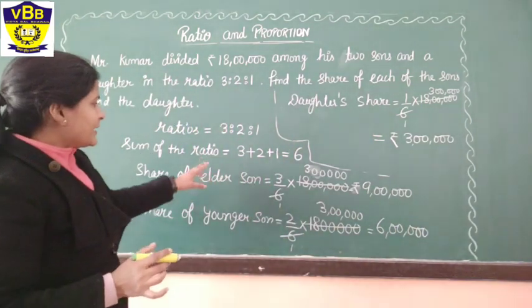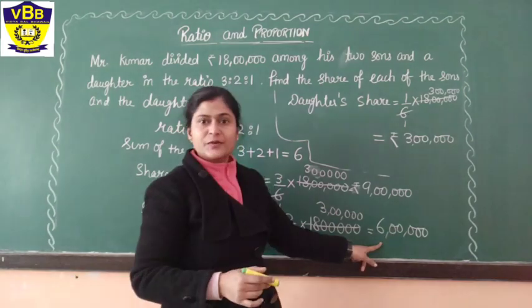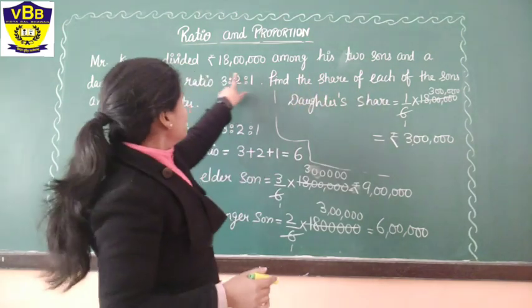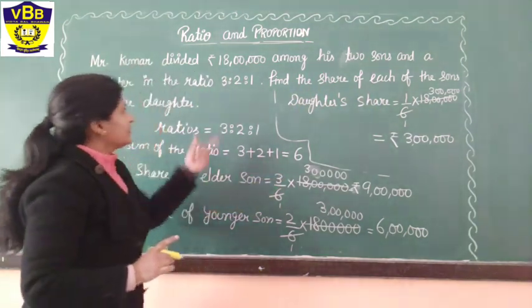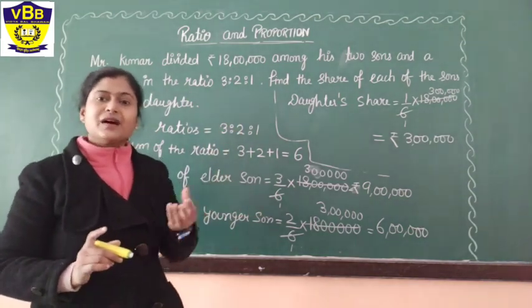Okay. When we add these amounts, 9 plus 6 it is 15, 15 plus 3 it is 18 lakh. So 18 lakh is divided among 2 sons and a daughter.